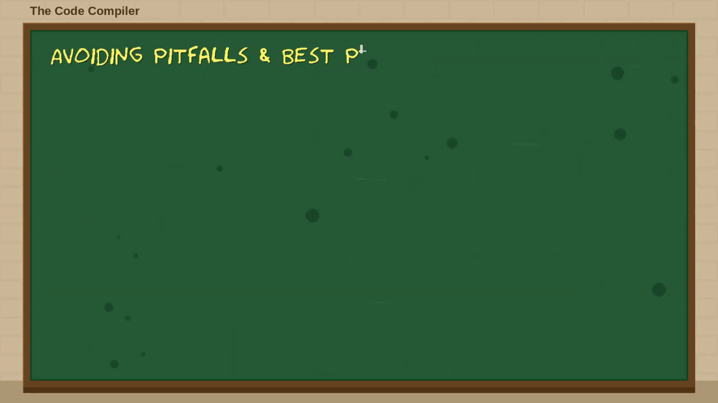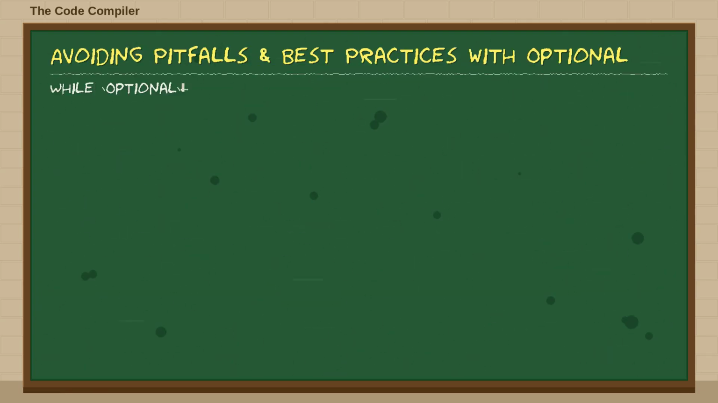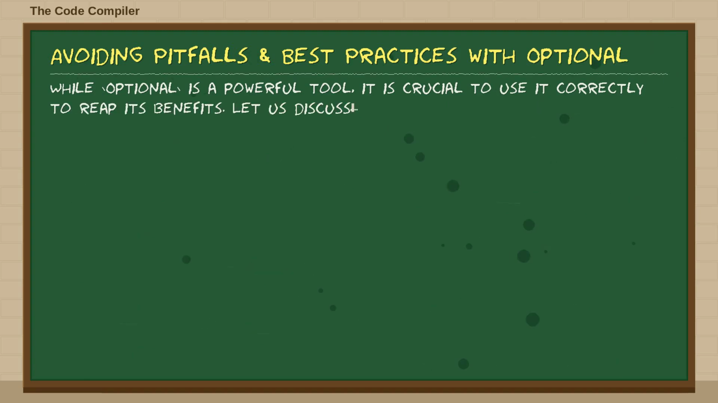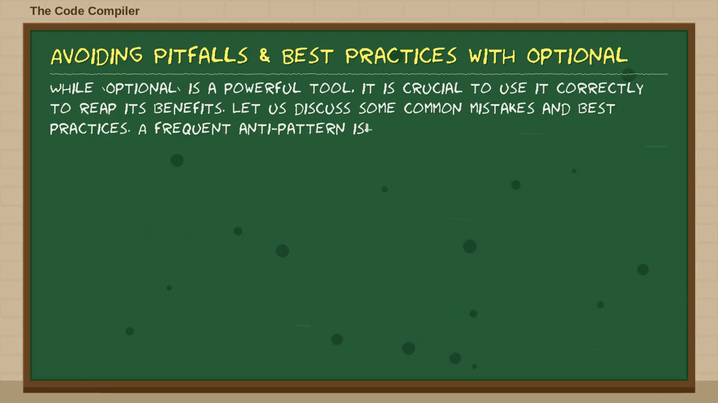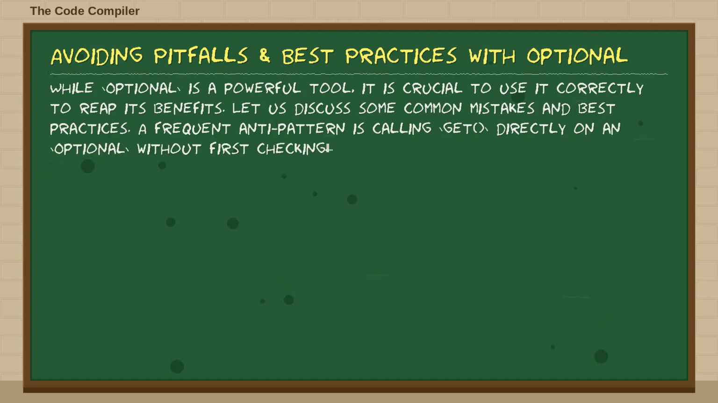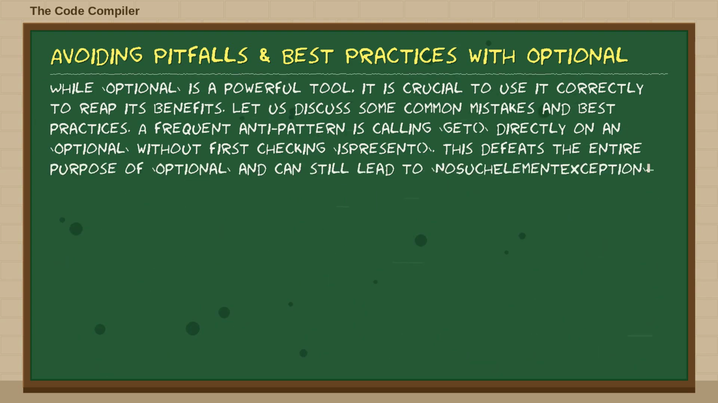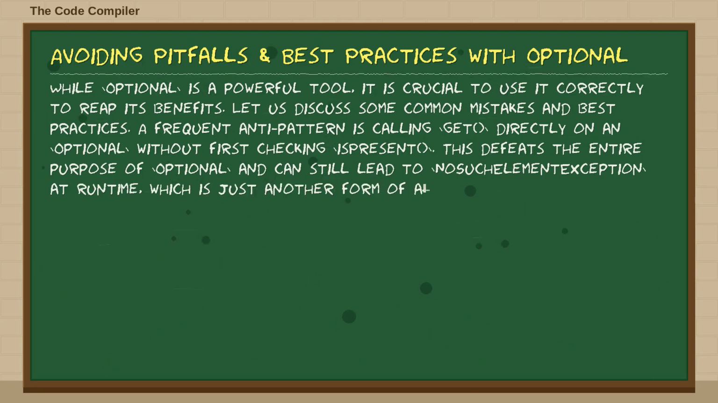While Optional is a powerful tool, it is crucial to use it correctly to reap its benefits. Let us discuss some common mistakes and best practices. A frequent anti-pattern is calling get directly on an Optional without first checking isPresent. This defeats the entire purpose of Optional and can still lead to a NoSuchElementException at runtime, which is just another form of a missing value error.